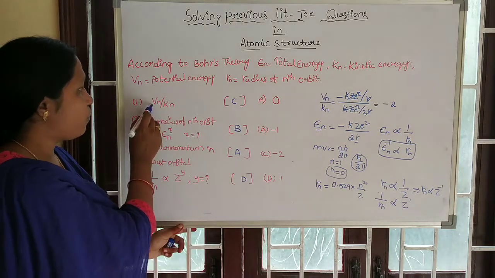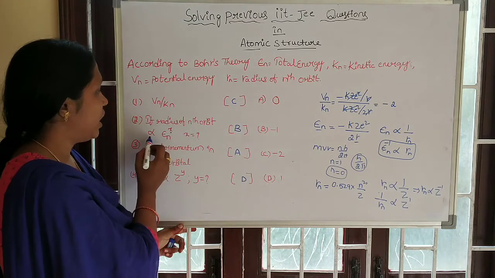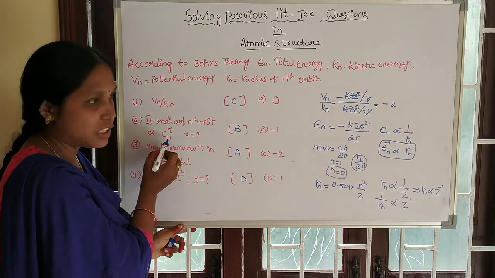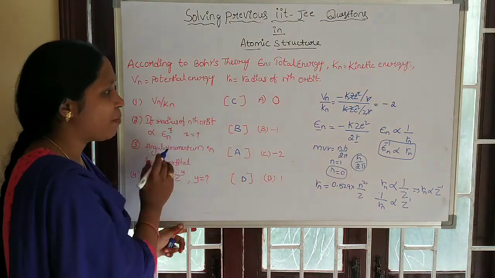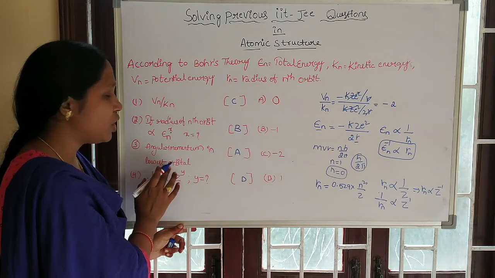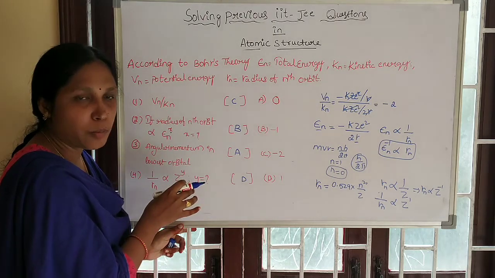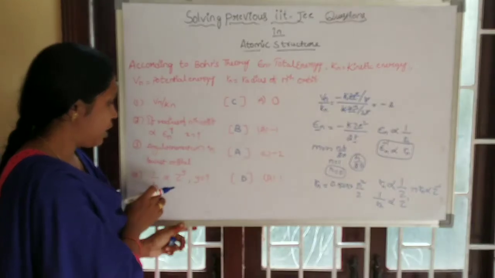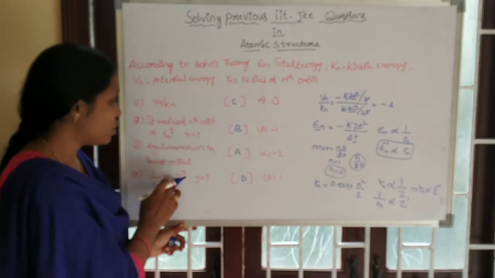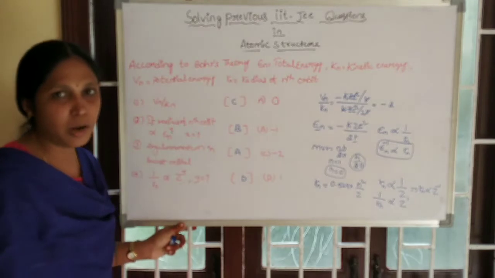The ratio of Vn by Kn is minus 2. If the nth orbit radius is directly proportional to the inverse of the nth orbit energy, the energy power is minus 1. Angular momentum in the lowest orbital: if n is 0, the orbital has the lowest angular momentum, that is 0. And 1 by r, the inverse of the radius of the nth orbit, is proportional to Z power y, where y is 1.